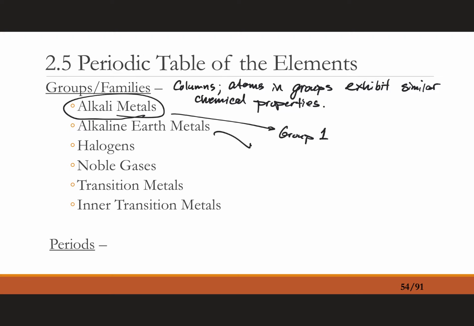The alkaline earth metals will be in what we call group 2. And again, those are going to have similar or the same chemical properties. That would be the second column from the left, which consists of beryllium, magnesium, calcium, strontium, barium, and radium. The halogens are in group 17, and so those, again, have similar chemical properties. You have fluorine, chlorine, bromine, iodine, astatine, and tennessine, which is another one of those newly discovered elements.